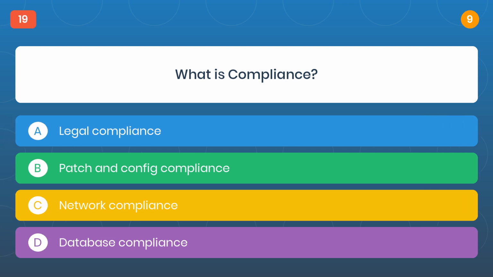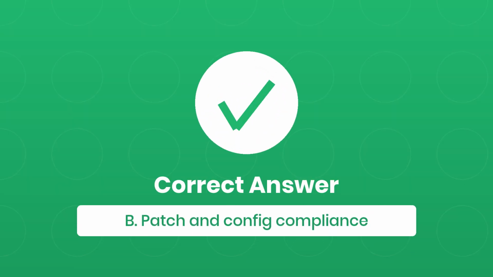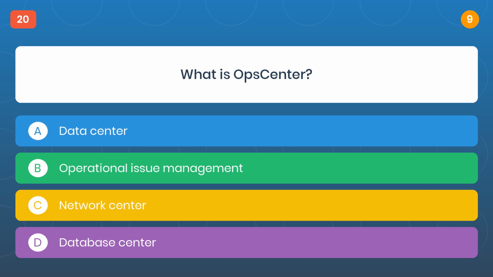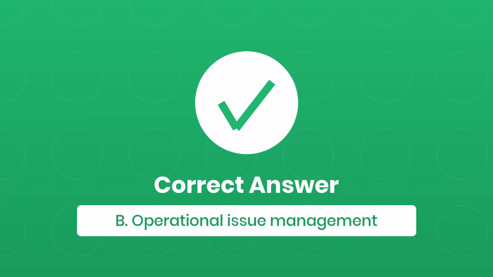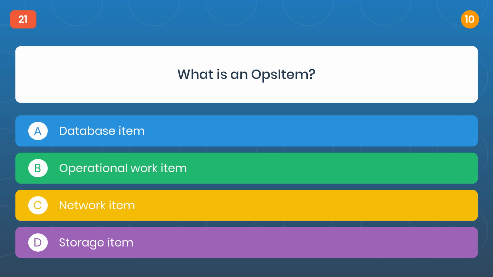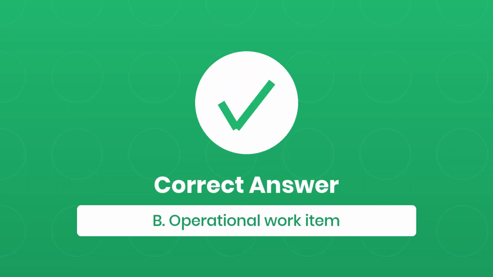Question 19. What is compliance? The correct answer is B, patch and config compliance. Question 20. What is OpsCenter? The correct answer is B, operational issue management. Question 21. What is an ops item? The correct answer is B, operational work item.